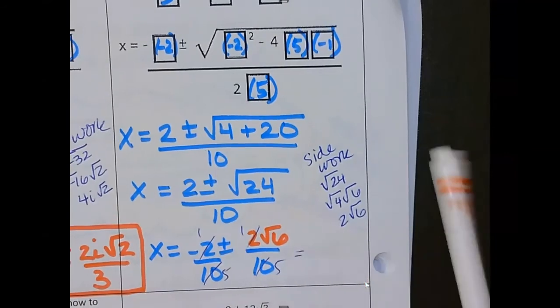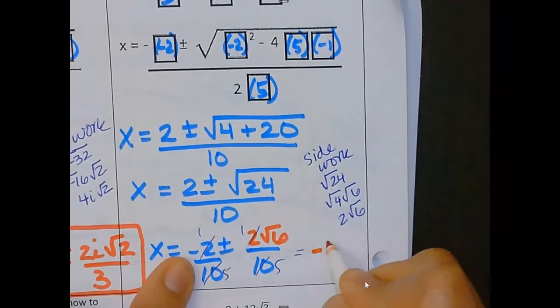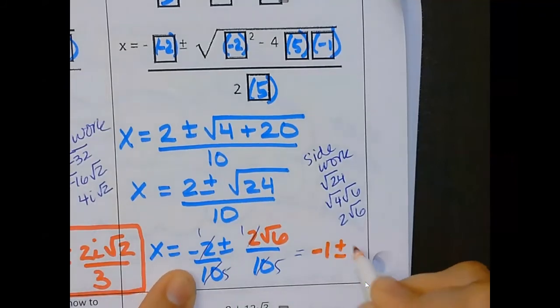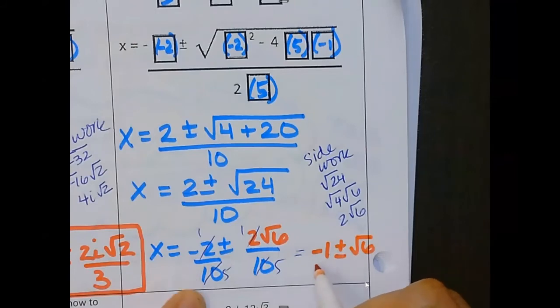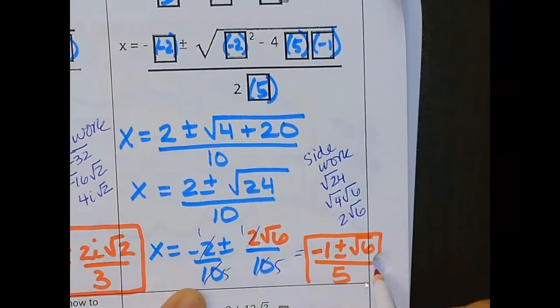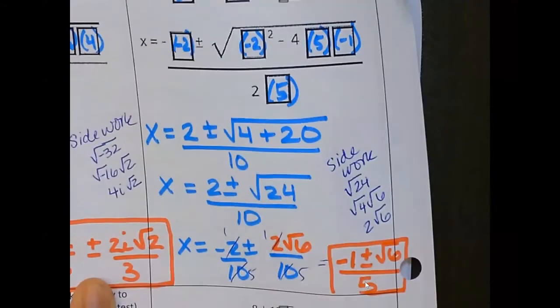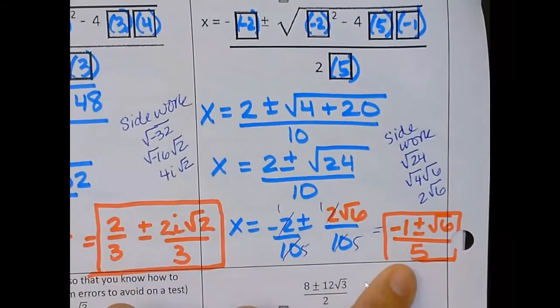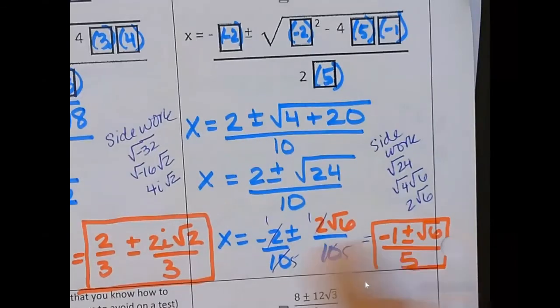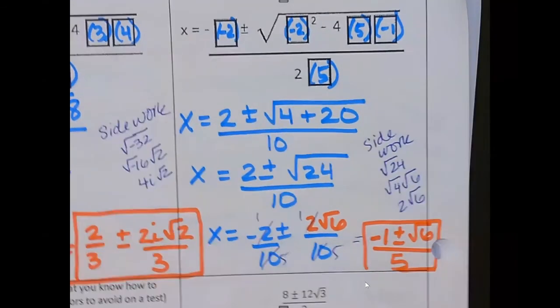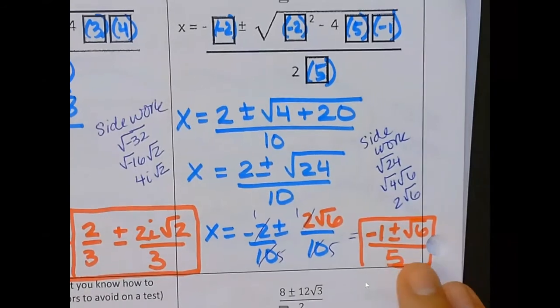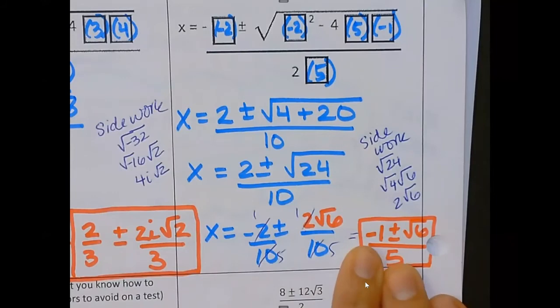Final answer is -1 plus or minus square root of 6. You could do all over 5 or both of them under 5. However you want. Usually they like the imaginary numbers split up into 2 different parts, but if they're all numbers, sometimes they write them all over 5. I'm okay with either way. Also, if you needed to, you could plug this into your answer and get a decimal approximation for that.